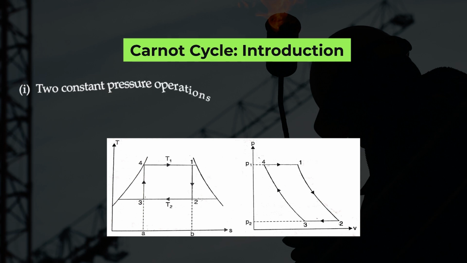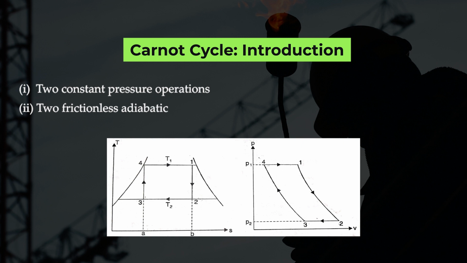Another diagram is called the PV diagram. So, the Carnot cycle consists of two constant pressure operations, which are 4 to 1 and 2 to 3, as shown in the cycle, and two frictionless adiabatic processes. An adiabatic process is nothing but an isentropic process. So, the isentropic processes are shown as 1 to 2 and 3 to 4 in this slide. So, this slide shows the TS diagram and PV diagram of a Carnot cycle.